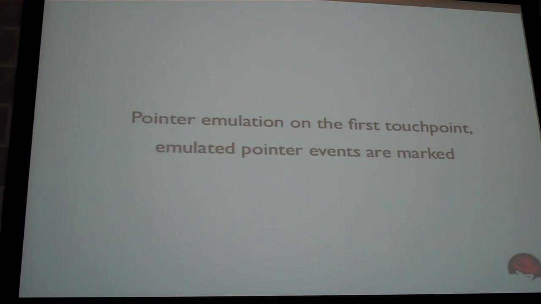Emulated pointer events are marked, so GTK, for example, needs to register both for pointer and for touch events, because you might be using a mouse and a touch device at the same time, and you need to get both. So those pointer events that are emulated, that are the result of a touch, they have a little flag set. So if you're handling touch events in your application, you simply discard anything that has a pointer emulated flag set. That's the easy way to do it. So we do mark the events.